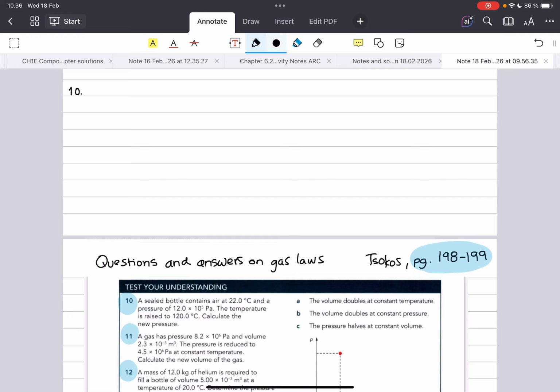You have a sealed bottle and it contains air at the temperature of 22 degrees. So we could say the temperature is 22 degrees Celsius. We want to convert it into Kelvin, so we add 273. So that bottle contains air at the temperature of 295 Kelvin. And this is at a pressure of 12 times 10 to the 5 Pascal. That's what they say.